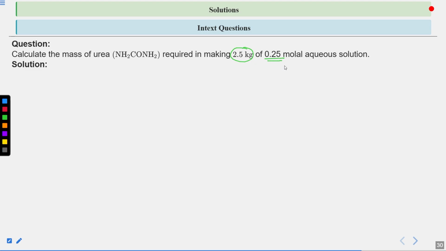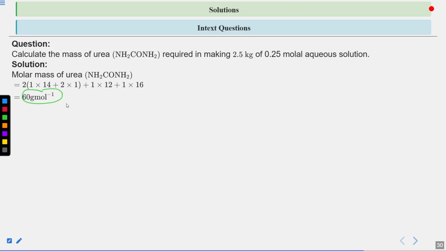First, initially, we will calculate the number of moles. Before that, we have to know the molar mass. Molar mass is calculated by using the formula, which is simply the stoichiometric coefficient multiplied by the molar mass. That will give you 60 gram per mole as the molar mass of urea.